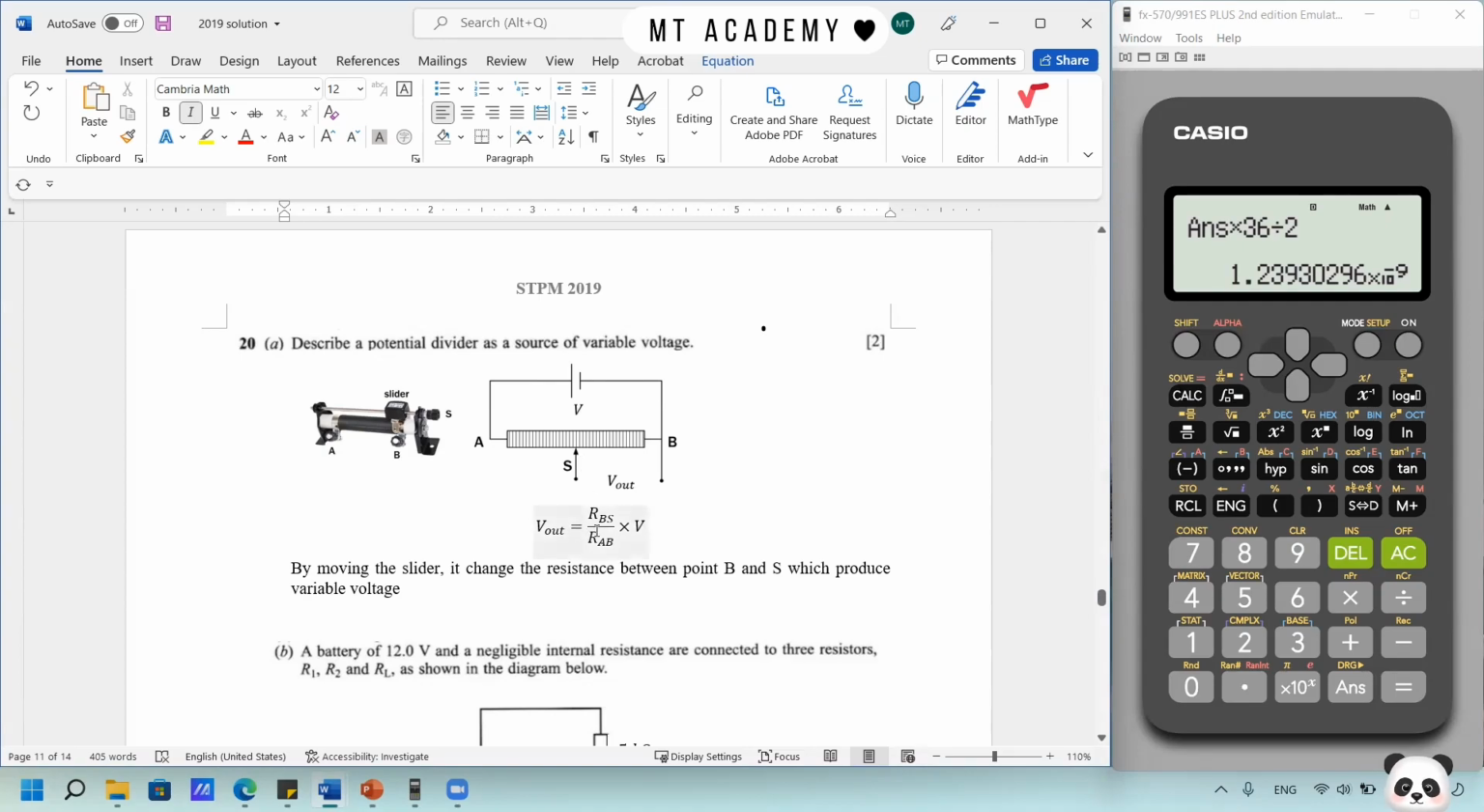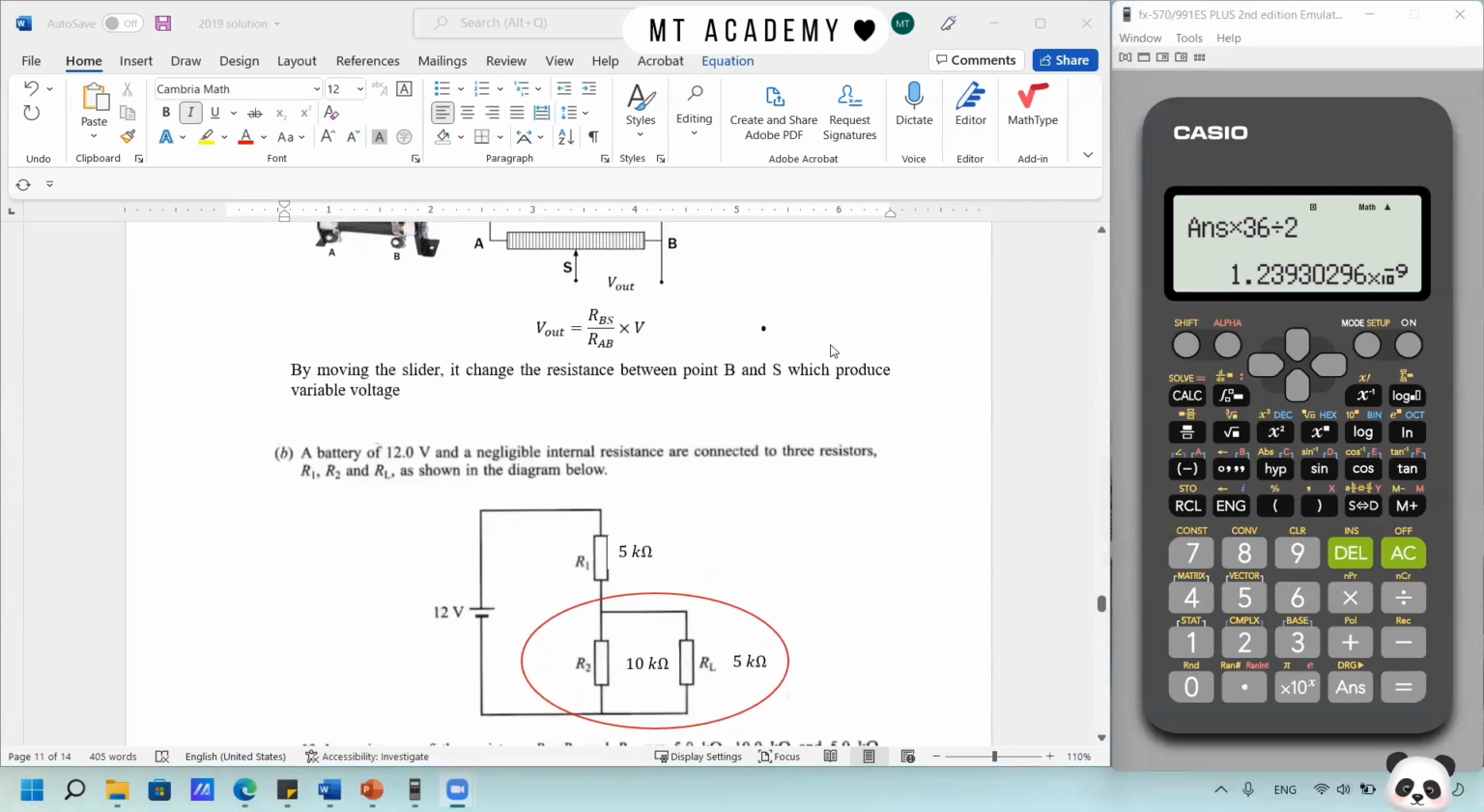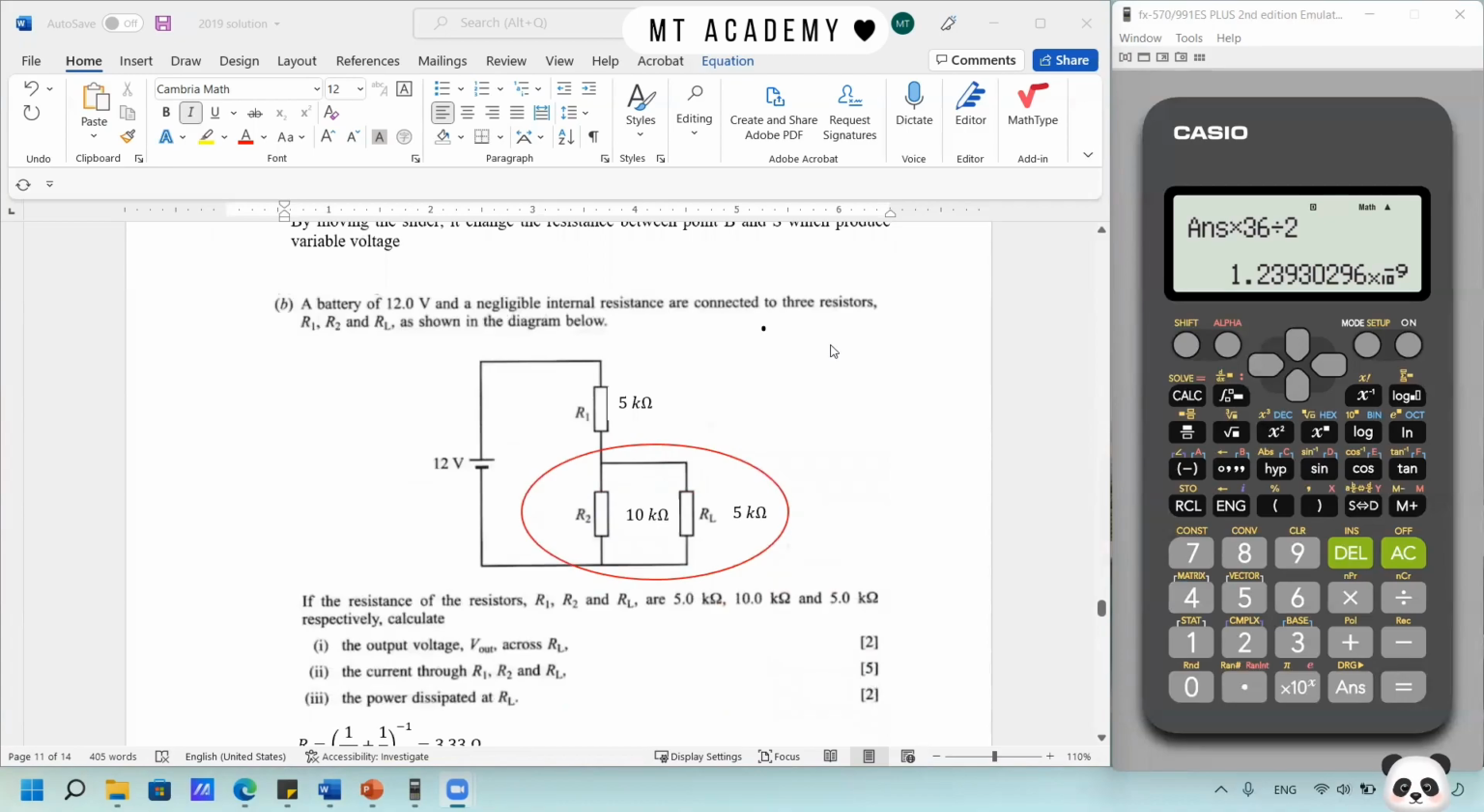So the voltage is given as the resistance between B and S, divided by the resistance between A and B, multiplied by the applied voltage. This is how you use the rheostat as a source of variable voltage. You can do more study about it, but this is a sample that I provide for you to study. So we continue to question B.